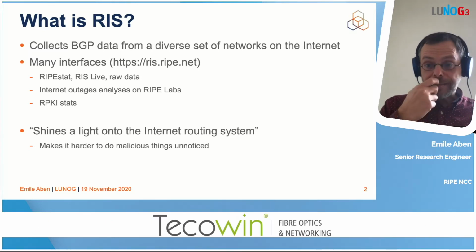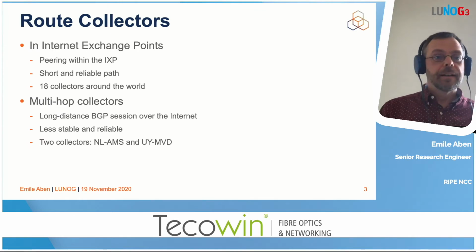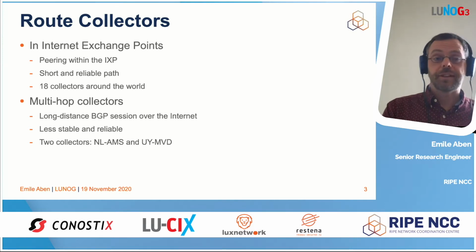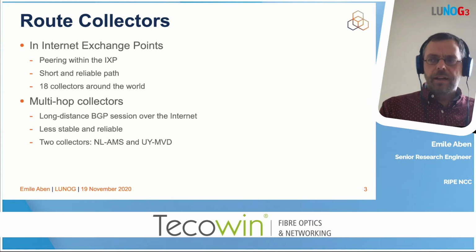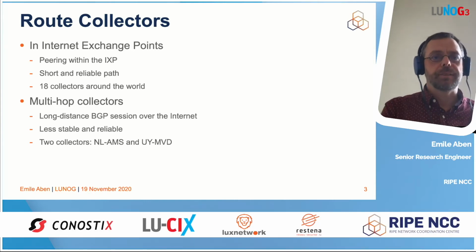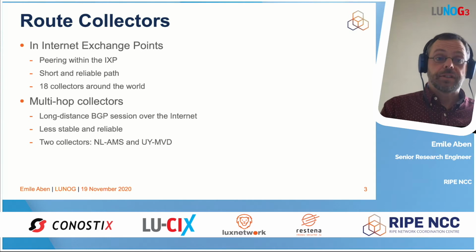Can we go to the next slide? So we do this by means of route collectors. We have 24 physical machines distributed across the internet, and I'll show a map later. Many of these are at internet exchange points, and we collect data from the peers at these internet exchange points. We have some at the three biggest European exchanges, for instance. We have short and reliable paths to our peers.